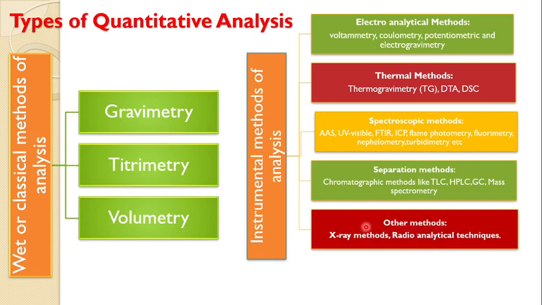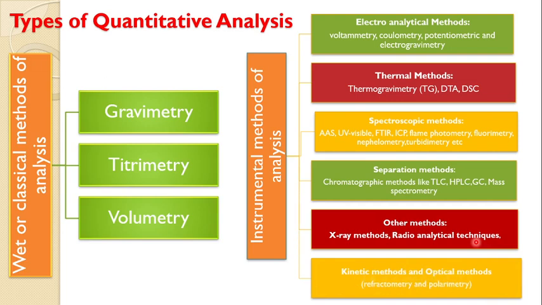There are other important techniques like X-ray methods of analysis and radio analytical techniques. In X-ray, that is X-ray fluorescence or XRD, X-ray diffraction methods, which are generally used for material science analysis. Radio analytical techniques are also used for neutron activation analysis, isotope dilution analysis, radioimmunoassay, and radiometric titration. These are included in the radio analytical techniques.